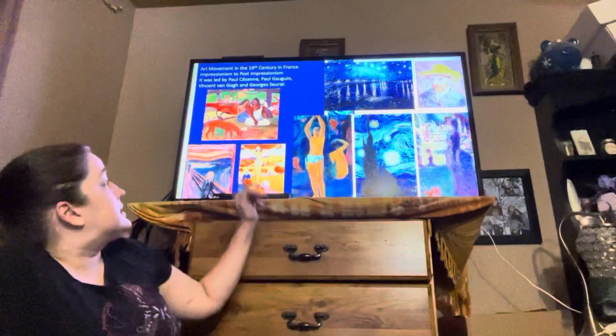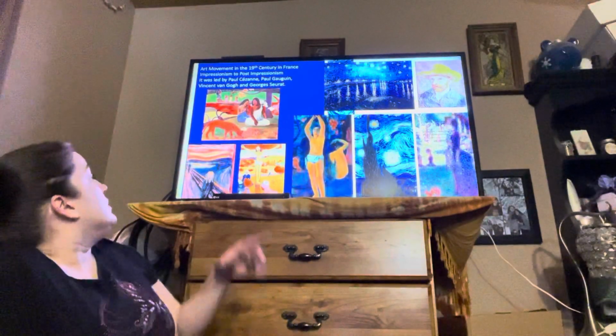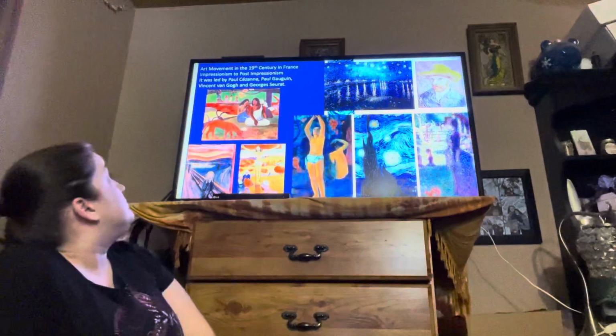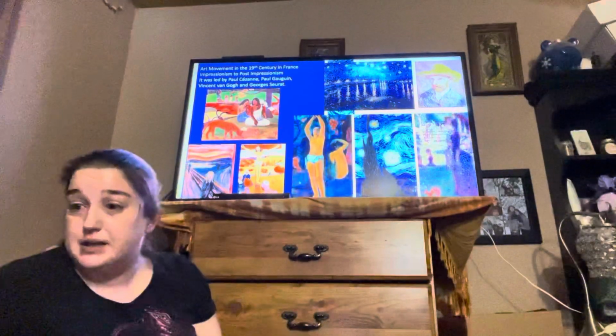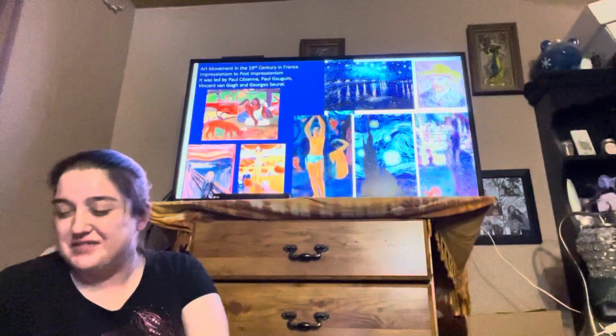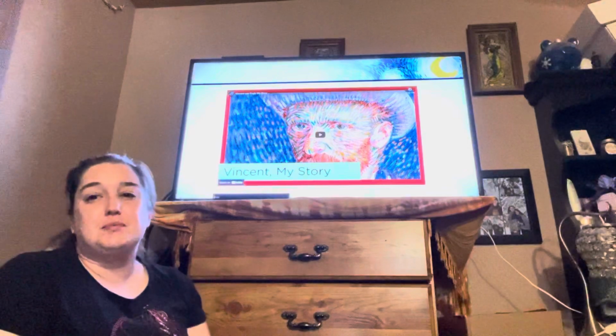Here are just some examples I have of works from these artists. This was a movement in the 19th century in France, and it was led by Paul Cézanne, Paul Gauguin, Vincent van Gogh, and Georges Seurat. We just heard the right pronunciations of their names. So this is going to be Vincent van Gogh's story, and this leads us into the mental health.